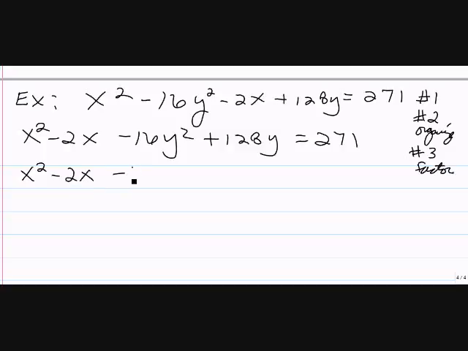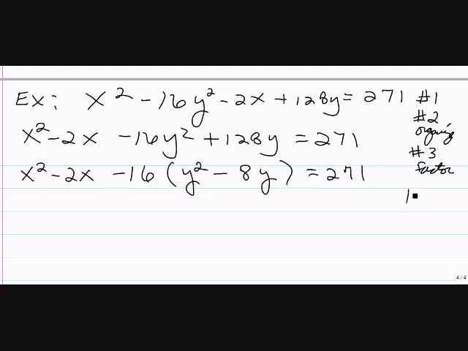I have to factor out this negative 16. And 128 divided by 16 is 8. Negative 16 times negative 8y gives me positive 128. That's a tricky step. When I got a negative coefficient on the y squared, I have to consider that when I do my little factoring part.